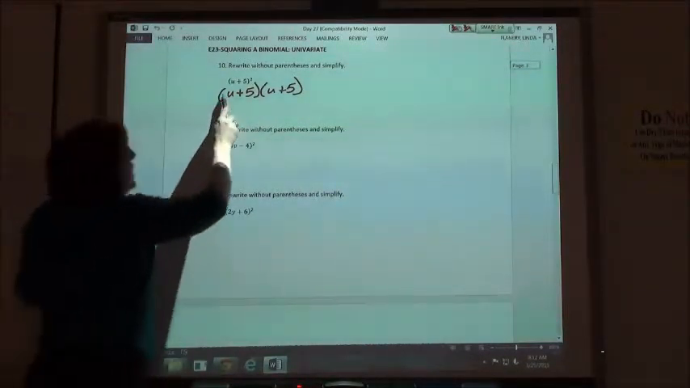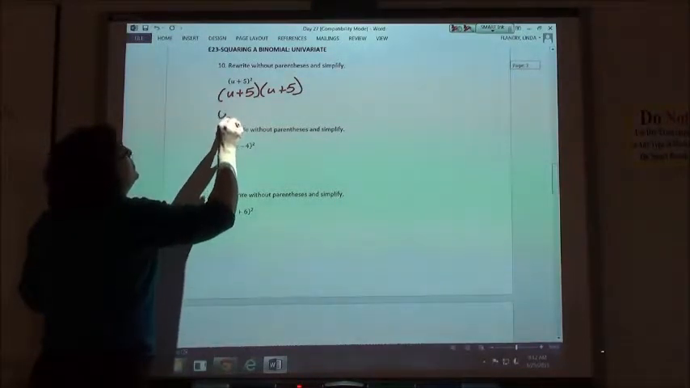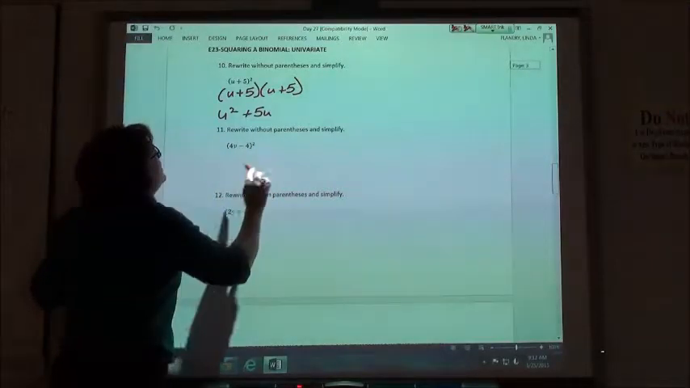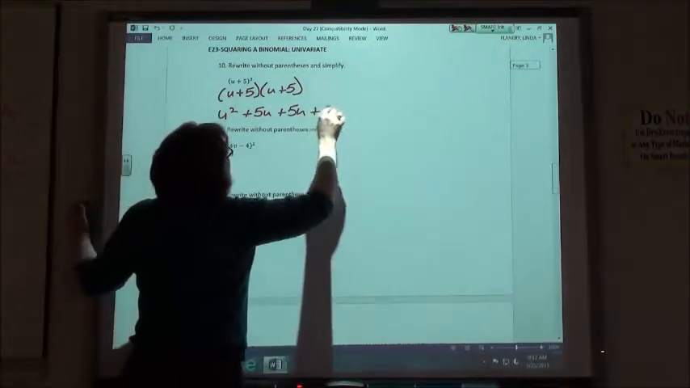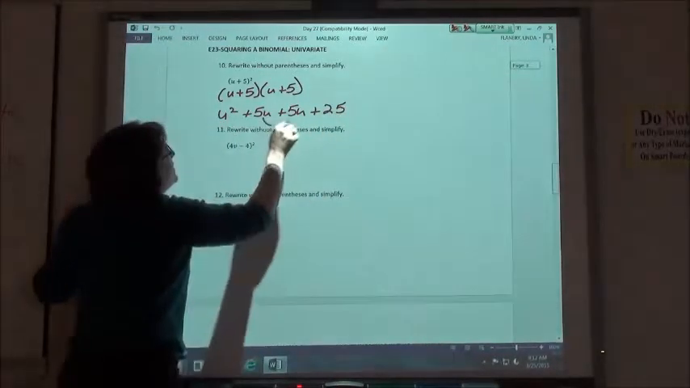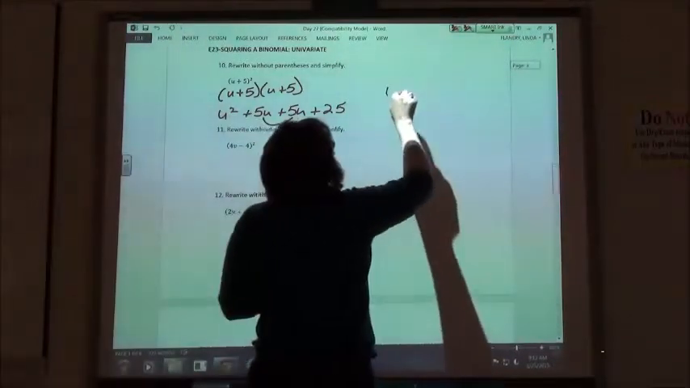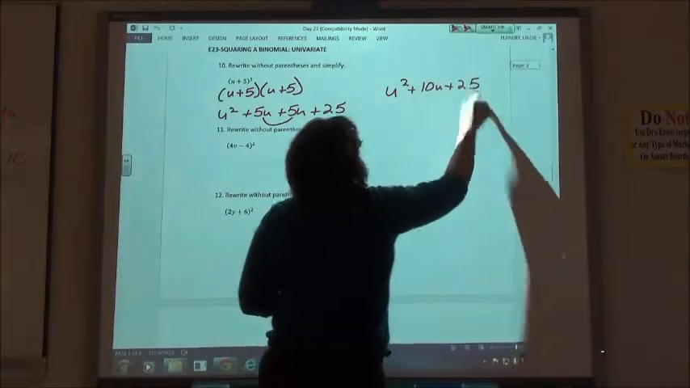So when you FOIL that, you're going to get u squared plus 5u plus a second 5u plus 25. So you notice that the two middle terms end up being the exact same thing. Of course, you're going to add those together, and you're going to get u squared plus 10u plus 25.